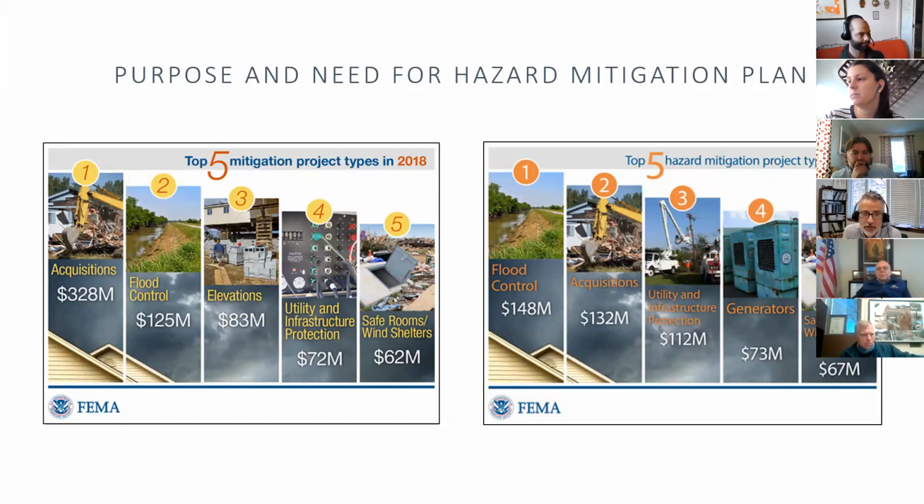Generators, always a popular category, didn't rank in the top 5 categories in 2018, but did in 2019, which is good news for Connecticut. And I think perhaps the best news for Connecticut is that category called utility and infrastructure protection, which ranks higher now than it did previous years. That's a category that's pretty well utilized in this state.